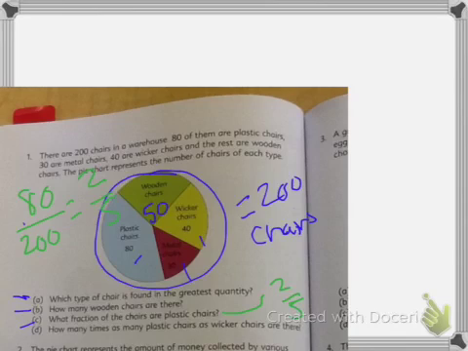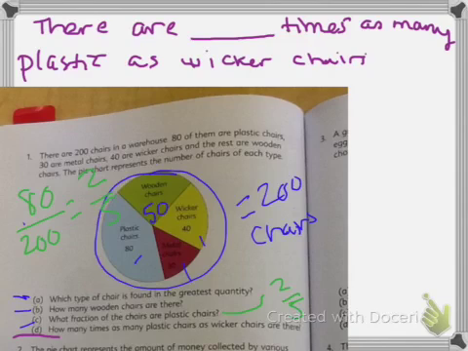All right, and then the last one for D, how many times as many plastic as wicker chairs are there? Now, sometimes the way those questions are worded can be a little confusing. So what I did was I turned it around and made an answer statement. So there are blank times as many plastic as wicker chairs. Visually looking at that, because you have 80 plastic and 40 wicker, we know that that's double. So that is 2 times as many plastic as wicker chairs.